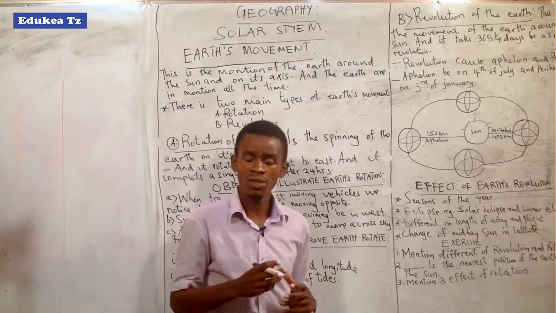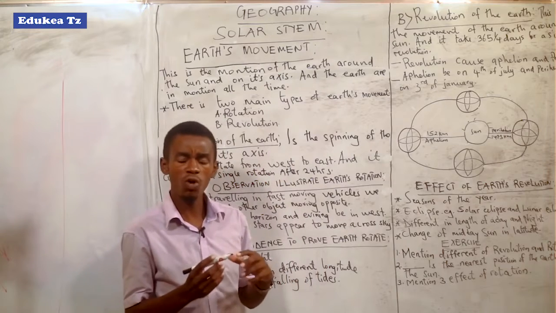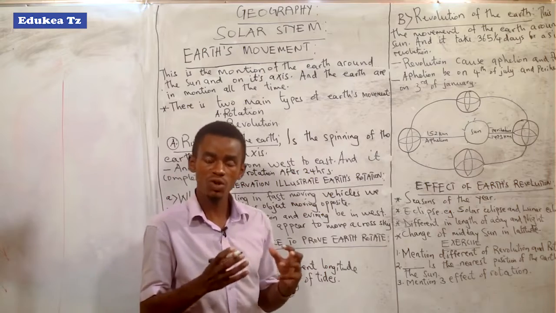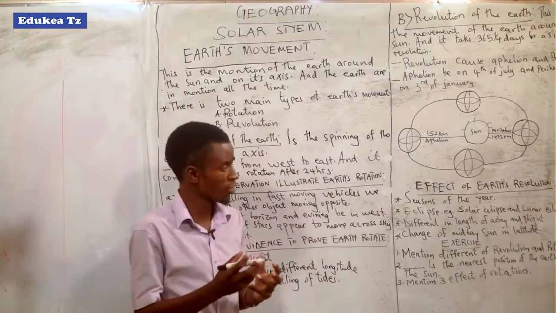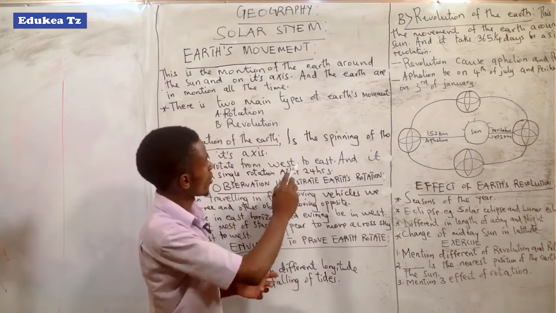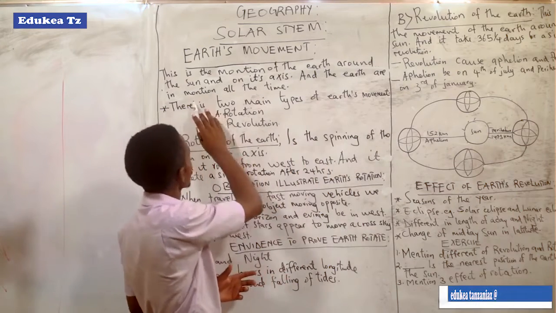As we know, the Earth can revolve around the Sun and can also rotate on its axis. Both of these are called Earth's movements. And also we say that the Earth is in motion all the time.